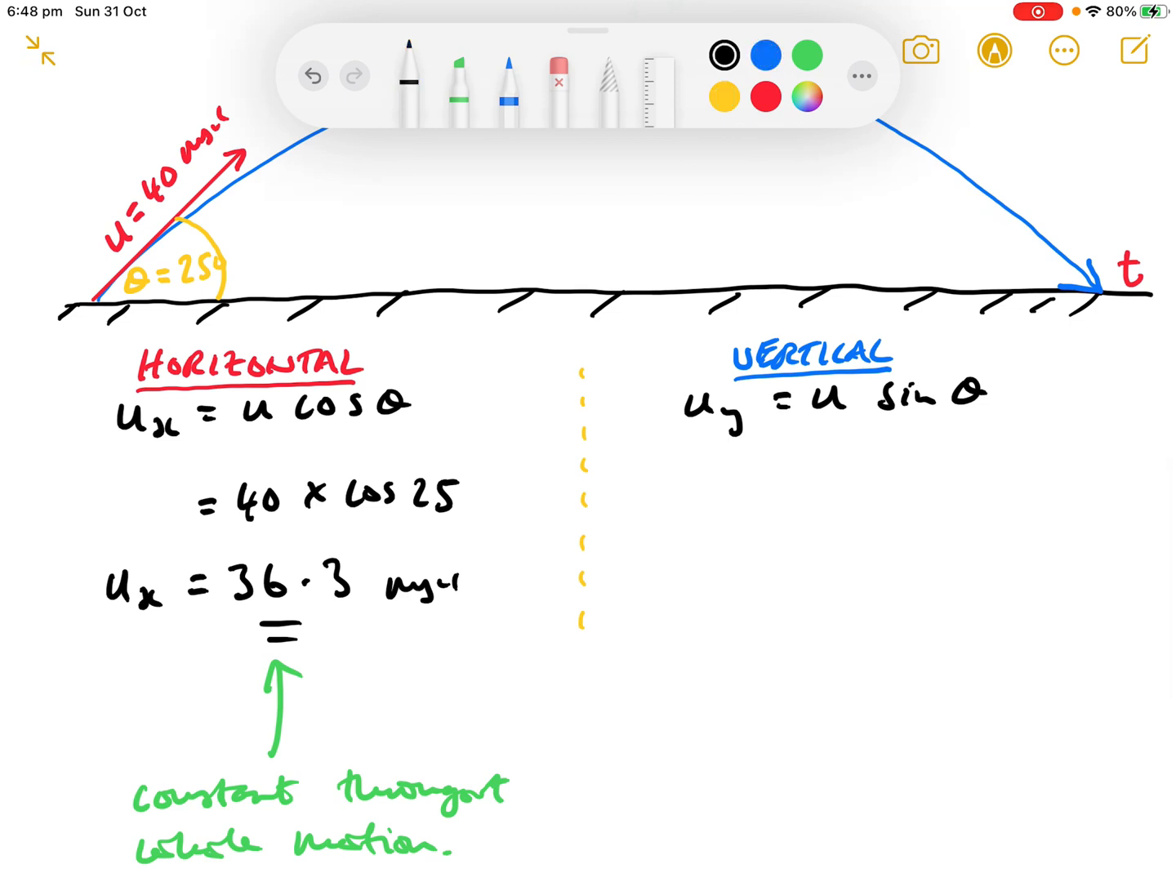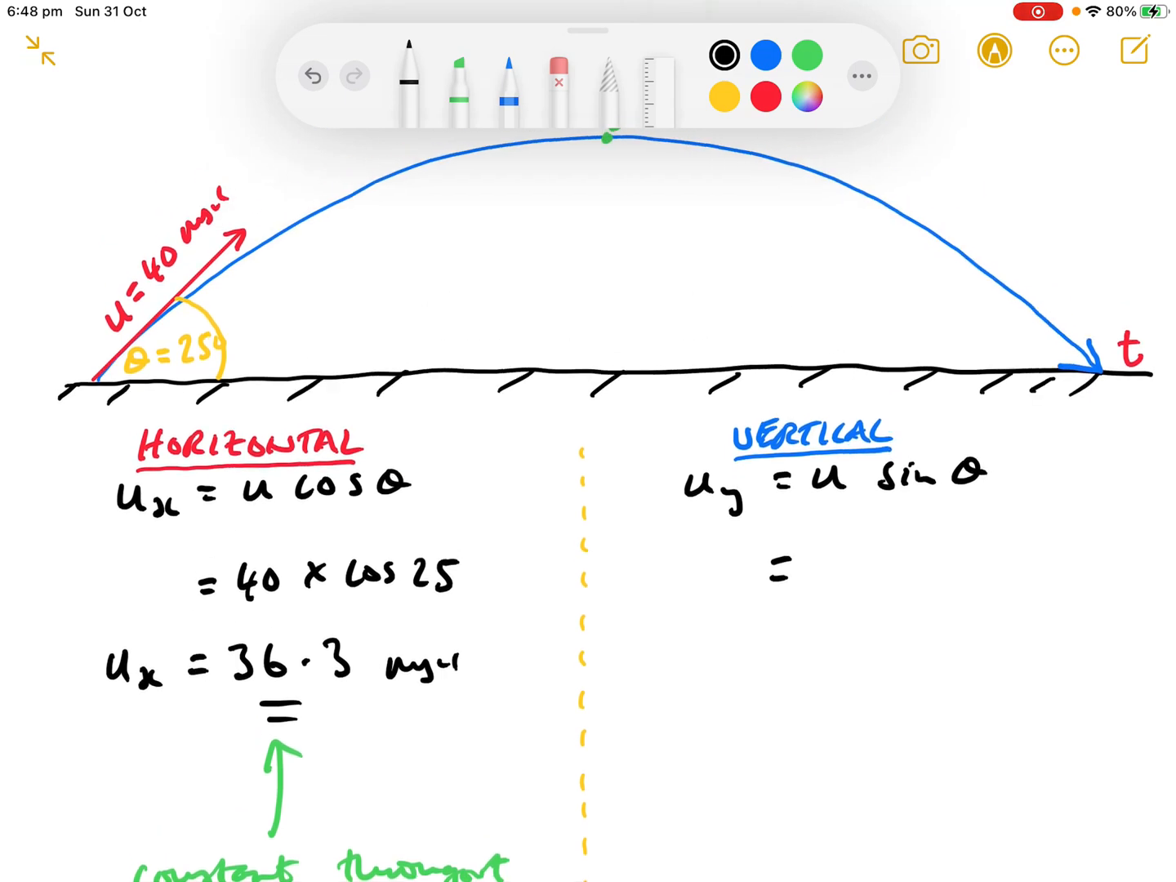And because they both occur independently of each other, it's wise to keep them separate. Don't get them mixed up. So that's the horizontal velocity. Let's get the vertical component at launch. So it will be 40 times the sine of 25. Let's see what that is. 40 times sine 25.